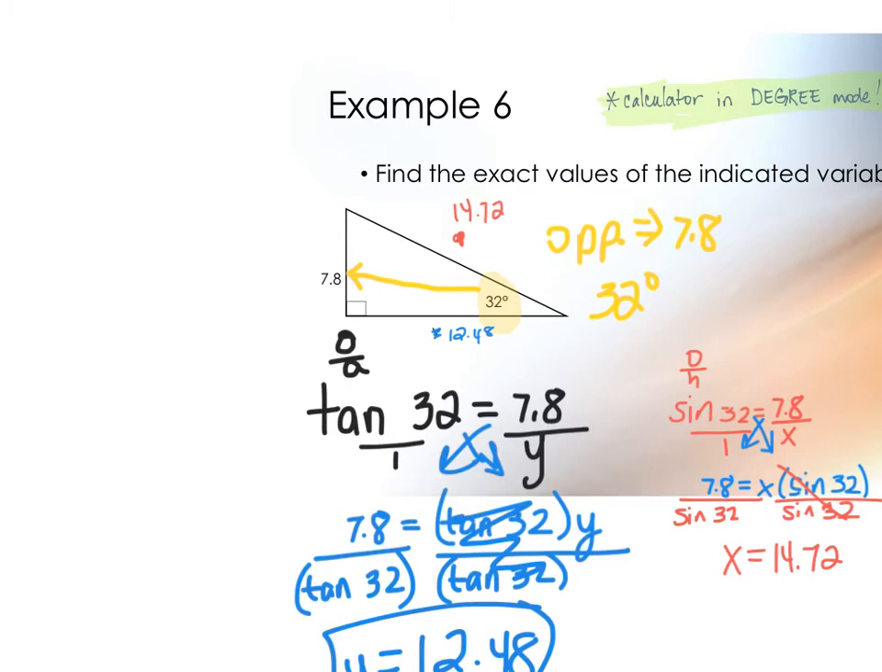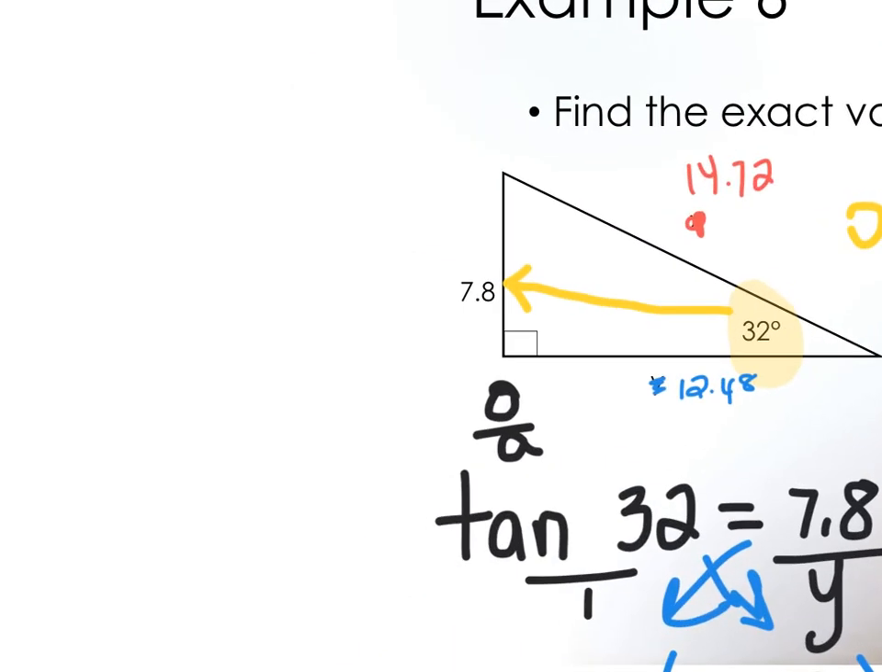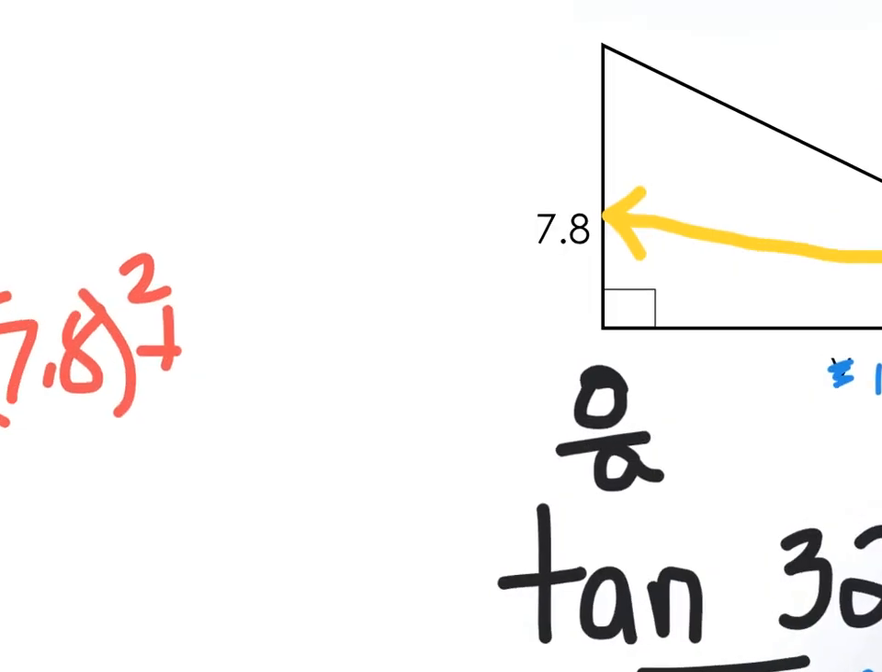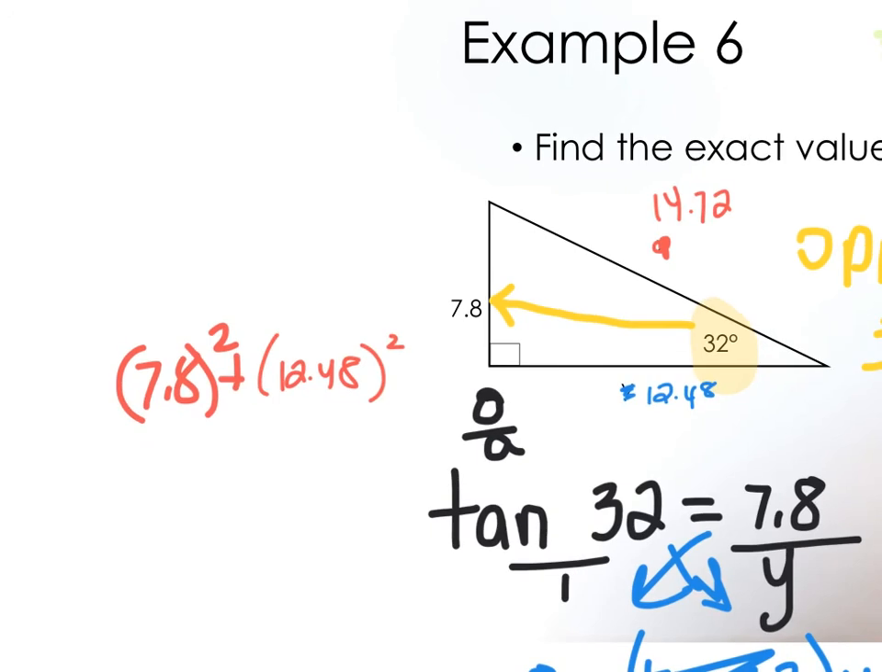Is it going to be exact? No, it won't be. To check it, you can go 7.8 squared plus, what was the other side we got? 12.48 squared. Okay, do that in your calculator. Tell me what you get. Okay, so you got 216.559. All right, some of you are like, oh my God, that's not even close to 14.